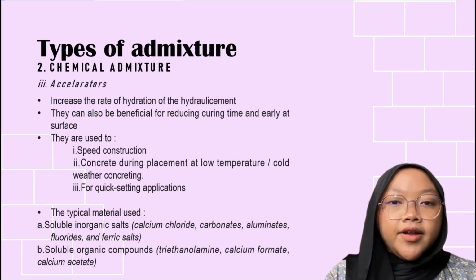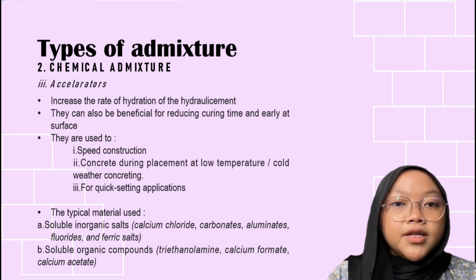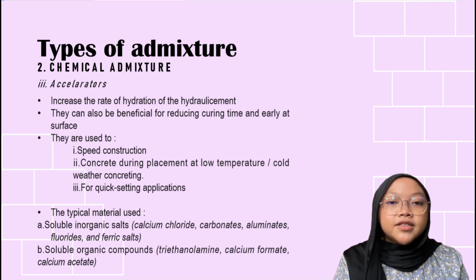Next is accelerators. Accelerators increase the rate of hydration of the hydraulic cement. They can also be beneficial for reducing curing time and improving early strength. They are used to speed construction, for concrete during placement at low temperature, and for quick setting applications. The typical materials used are soluble inorganic salts, such as calcium chloride, carbonates, aluminates, fluorides, and ferric salts. Next is soluble organic compounds, for example, calcium formate and calcium acetate.